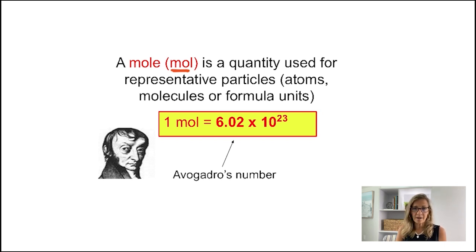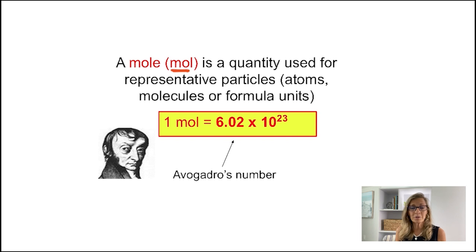So here is the number. It's called Avogadro's number. This is Avogadro, and it is 6.02 times 10 to the 23rd. It is a huge number. I want you to imagine that number written out in longhand. How many zeros are there? It's just huge. Why is it such a big number?